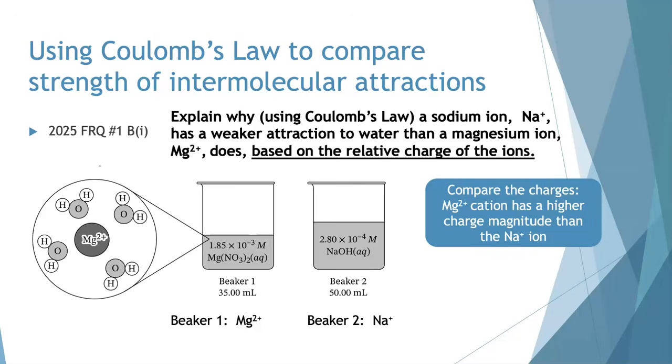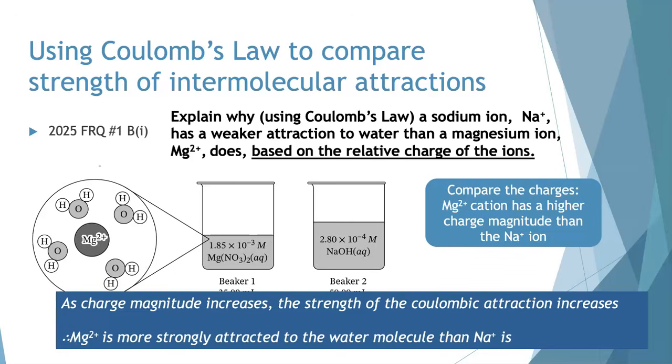Magnesium ion has a larger charge magnitude, +2, than the sodium ion, which has a +1 magnitude. But we know from Coulomb's law, as charge magnitude increases, the strength of the Coulombic attraction increases. So the magnesium ion is more strongly attracted to the water molecule than the sodium ion is. That's the first part of the question.